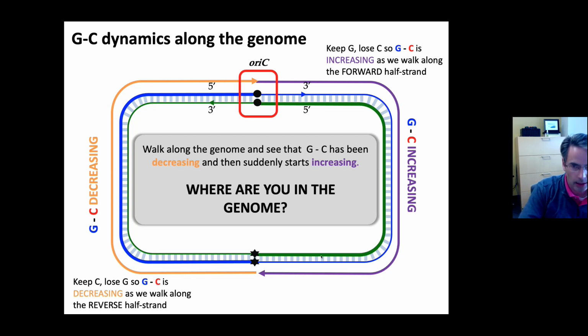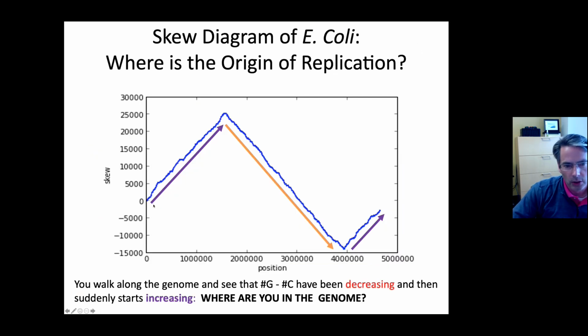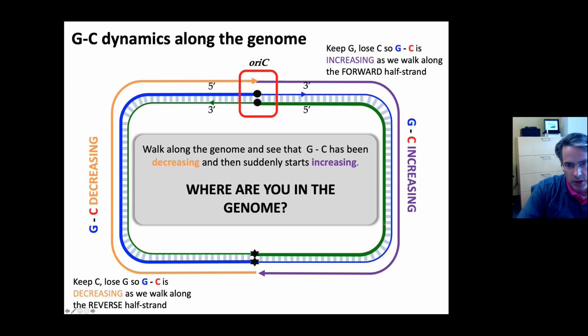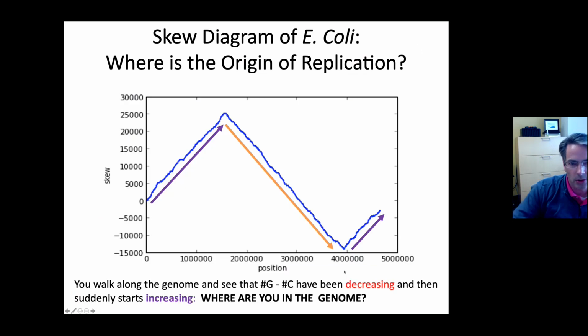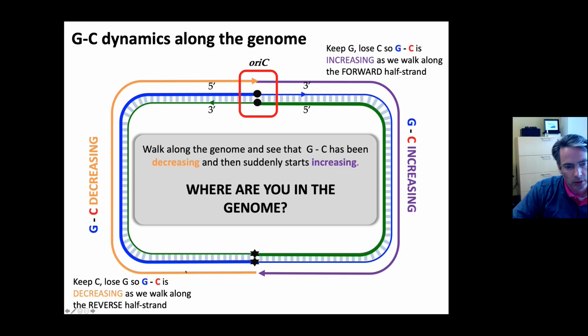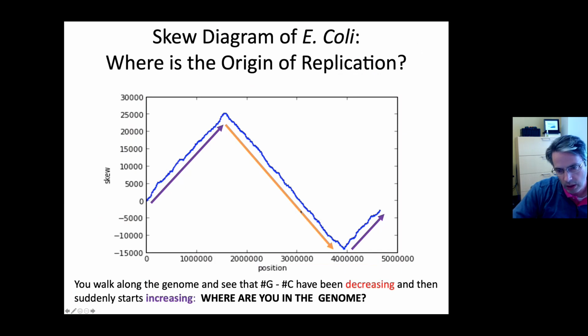Okay, and if we plot that, it looks something like this. I color coded these: the purple arrows are on this genome going along here, where that G minus C is increasing, and the orange line is going around this way. So when you stop decreasing and then you start increasing, that is going to be the most likely spot for the origin of replication.